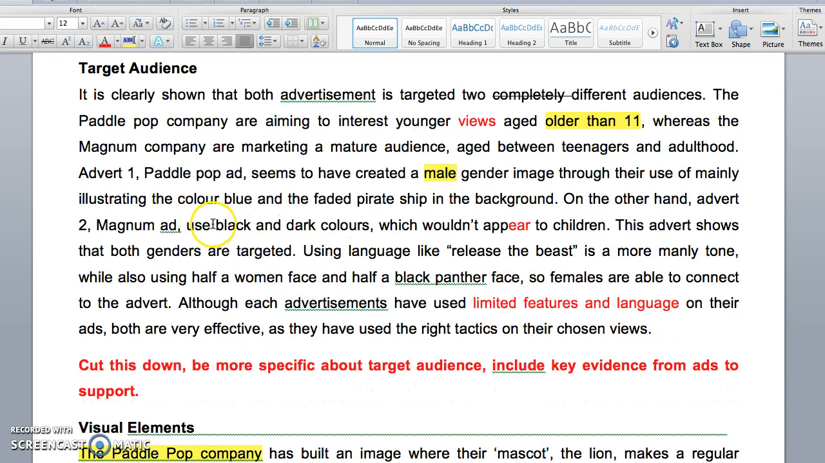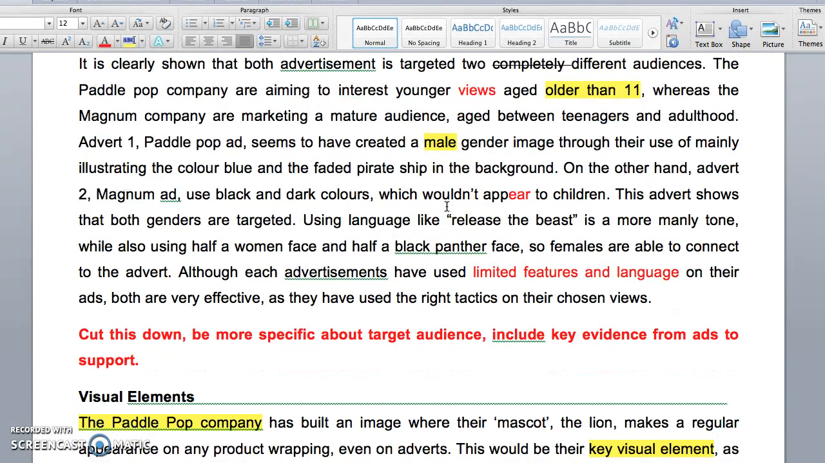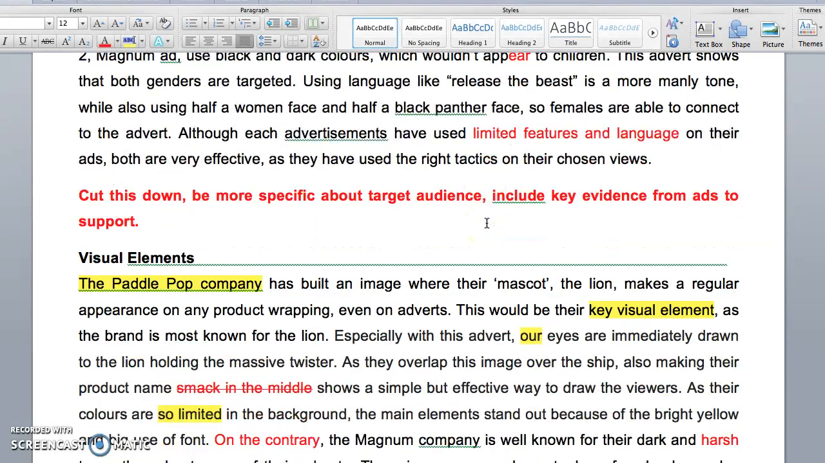Yes, and you've backed it up with dark, sultry. You keep saying harsh colours later. You need to change that. So Release the Beast, yes, that shows that it's advertised to a more mature audience. And make it clear, it's a very sexy ad for ice cream. So you need to go and tidy this up.